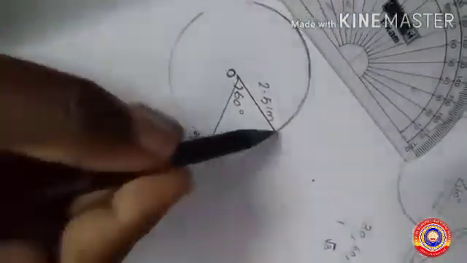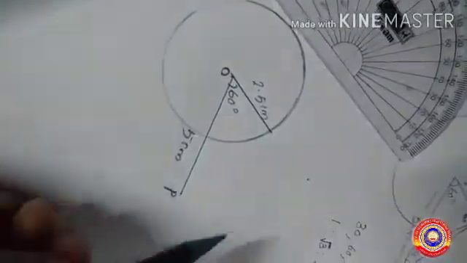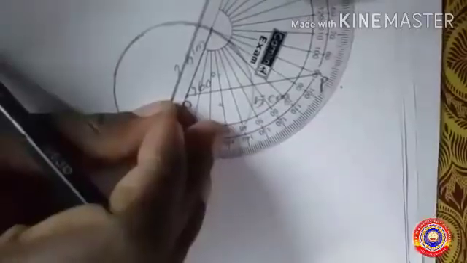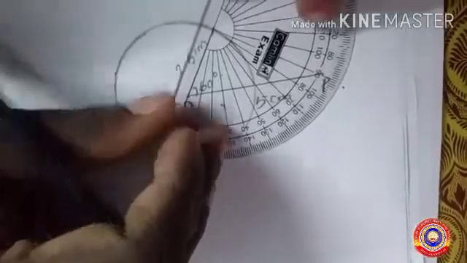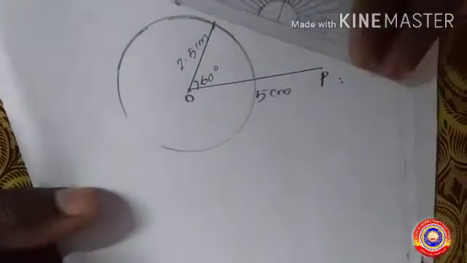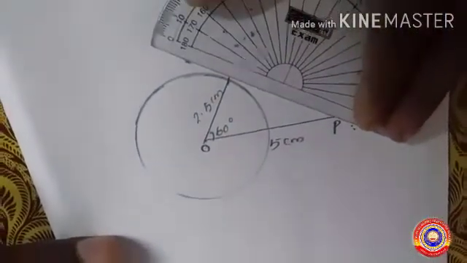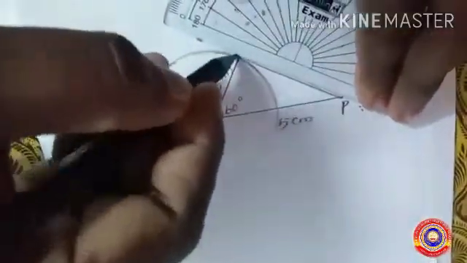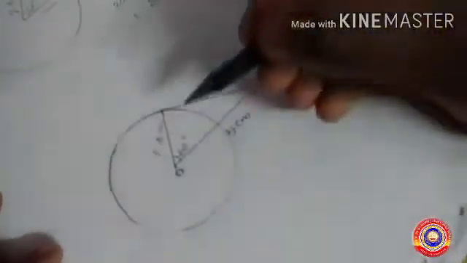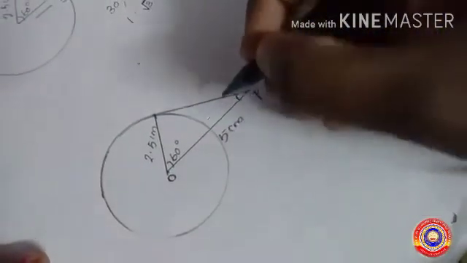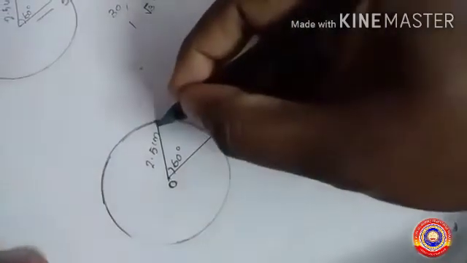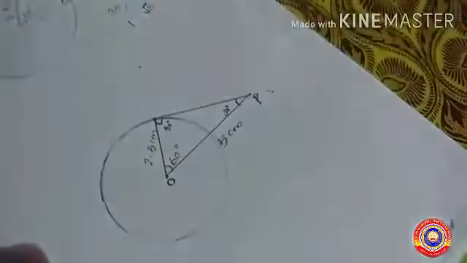We know that angle between radius and tangent is 90 degree. So from the point on the circle, we have to measure 90 degree using a protractor. Now we get a triangle having angles 30, 60, 90. Is it clear for you children?